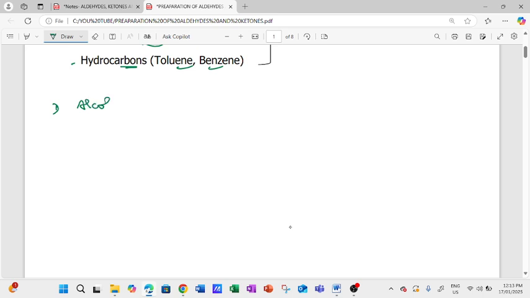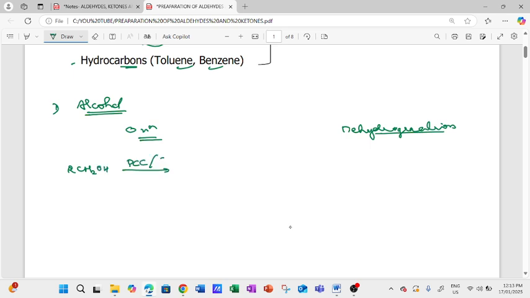So in alcohols, there are two methods. One is oxidation, another one is dehydrogenation. Dehydrogenation is the removal of hydrogen gas, we know that. In oxidation, if you take primary alcohol, RCH2OH, we use an oxidizing agent. It can be PCC or CrO3. Then primary alcohol will change into aldehyde, CH2OH will change to CHO.